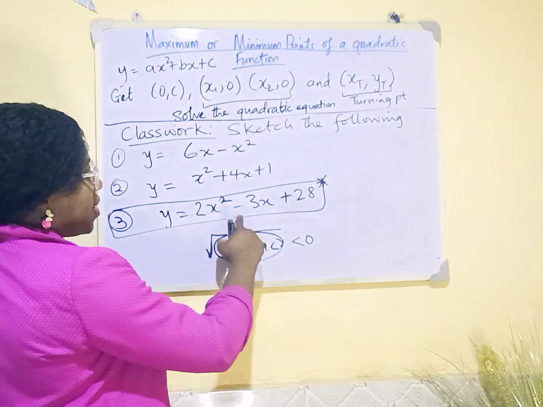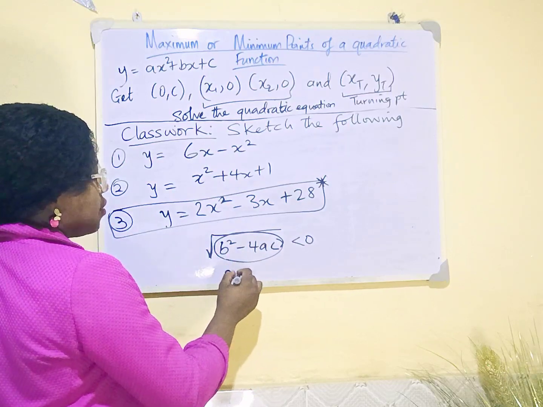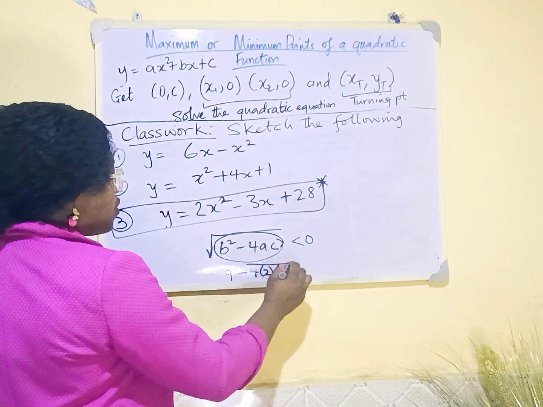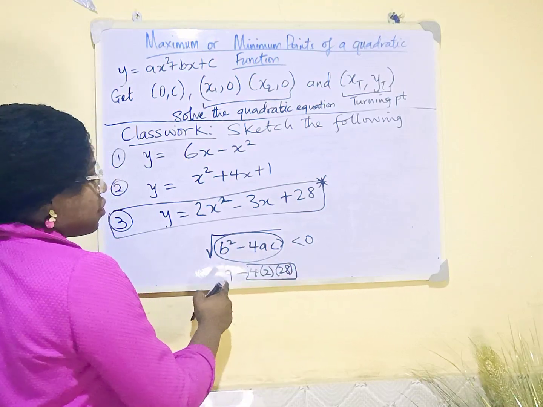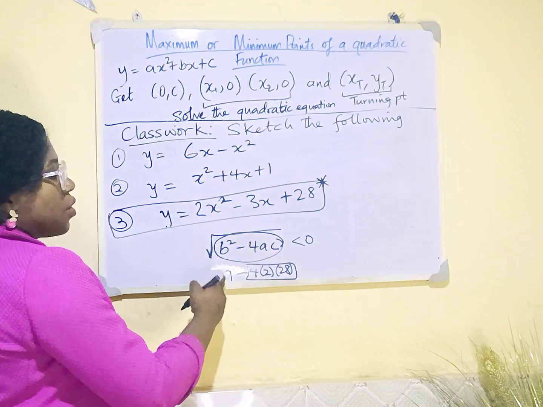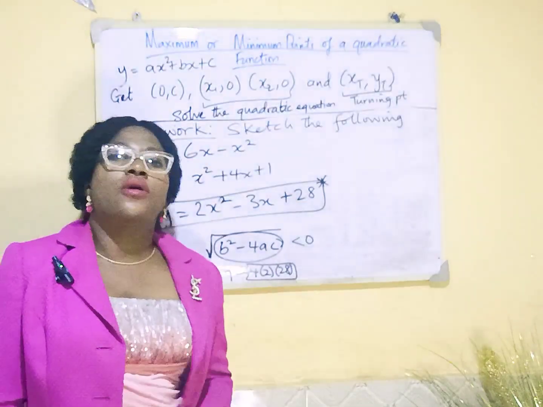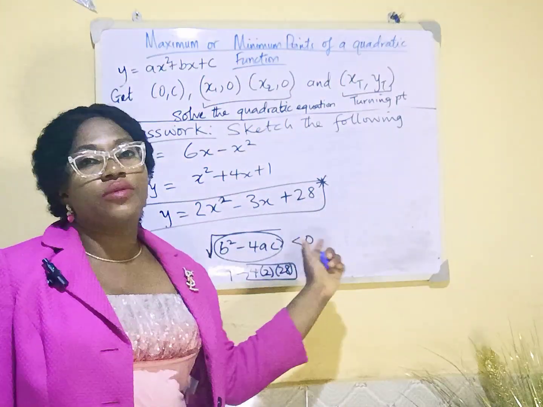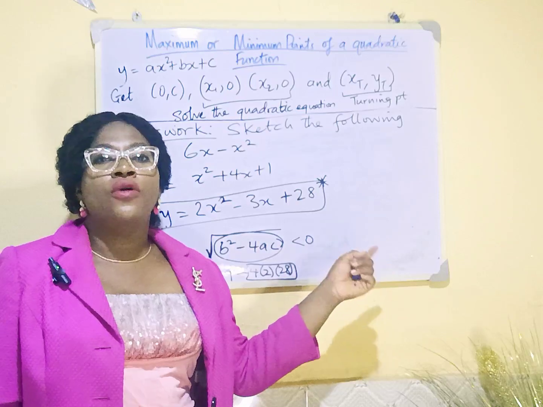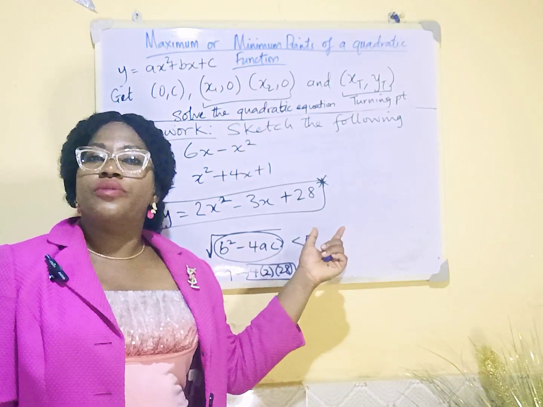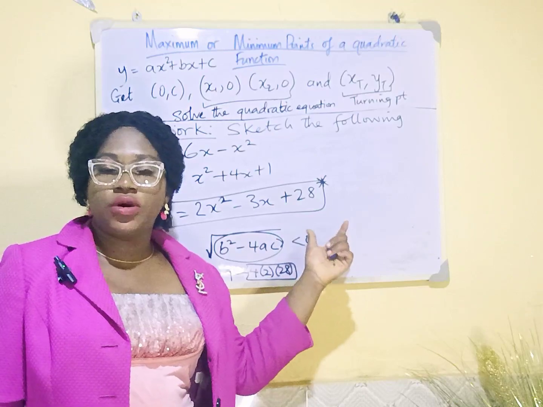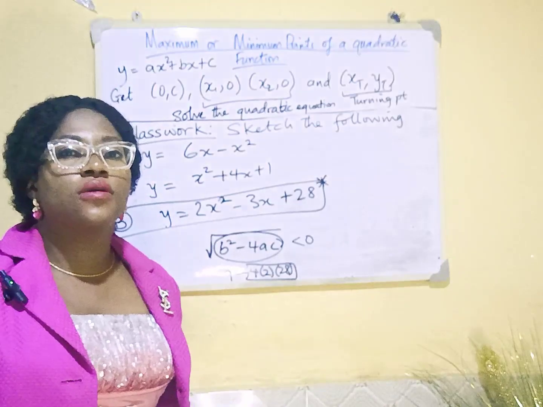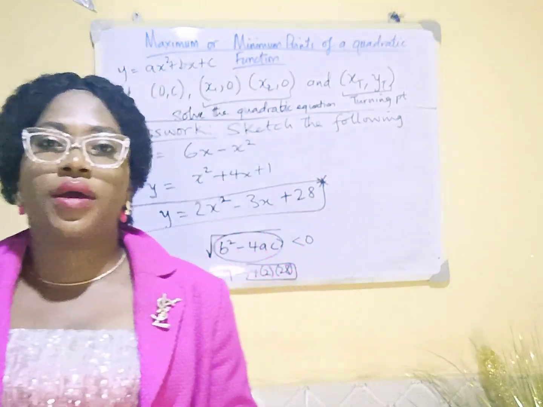If you check, your b is minus 3. So minus 3 squared is 9. Minus 4 times 2 times 28. Obviously, this side is bigger than this side. So you're going to be getting a negative number, and square root of that number will be a complex number. So don't bother trying it. Sometimes you get curves like this. For now, you can't sketch them. Most of the time you will not get a question like this, but if you do, just observe that this is less than 0 and you're going to be getting complex values of x and y.